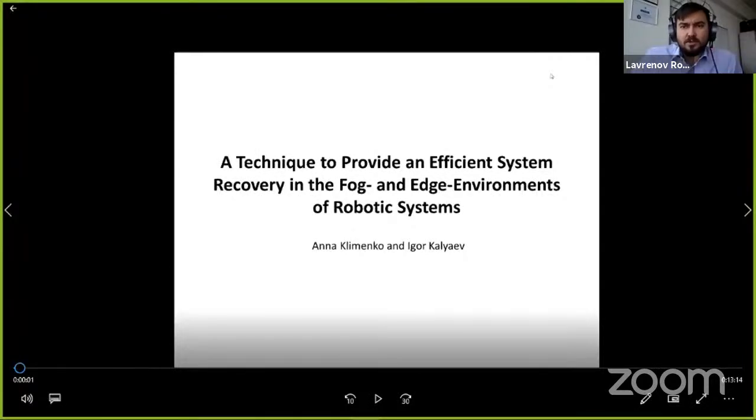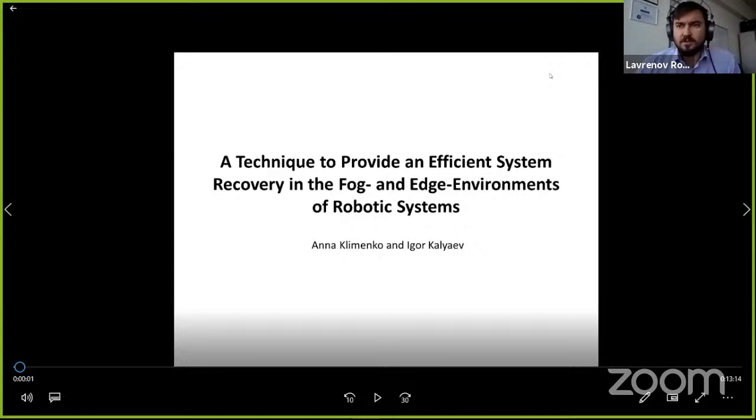The first presentation is a technique to provide an efficient system recovery in the fog and edge environment of robotic systems. Authors are Anna Klemenko and Igor Kalyaev from the Russian Federation. Let's start, please.